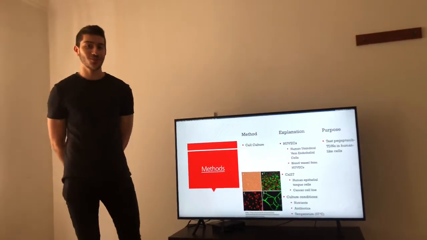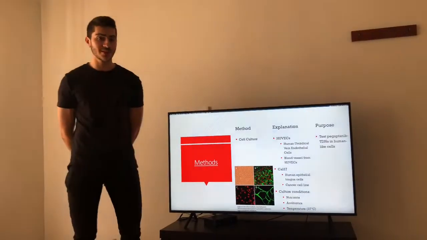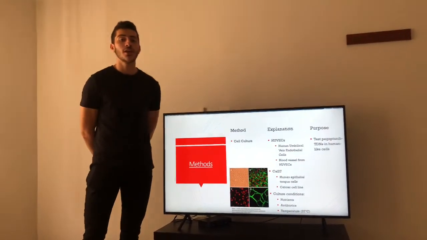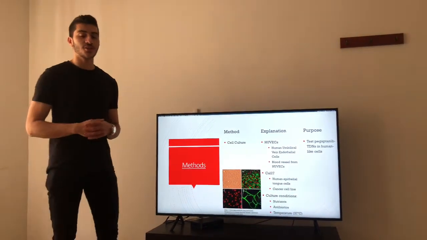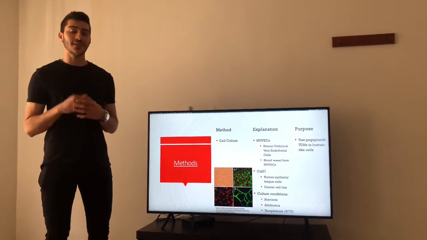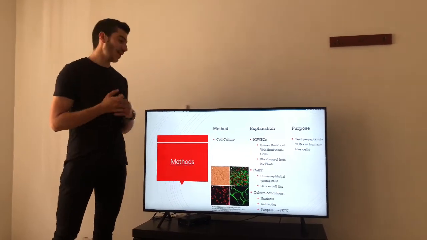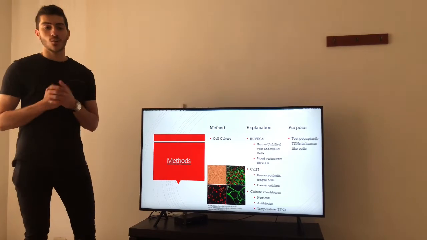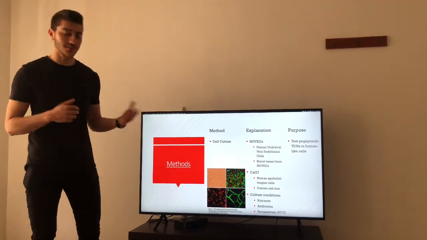The third method were the cell cultures. There were 2 main cell cultures. The first one were the HUVECs, and the second one were the Cal-27s. HUVECs, which stands for human umbilical vein endothelial cells, are simply cells that when they grow, they tend to form blood vessels. The other ones are the Cal-27s. They are human epithelial tongue cells, which have a tumoral activity or a tumoral behavior. In other words, they are cancer cells.